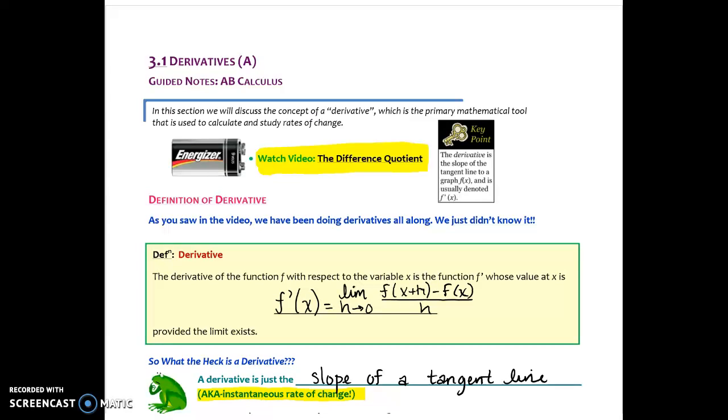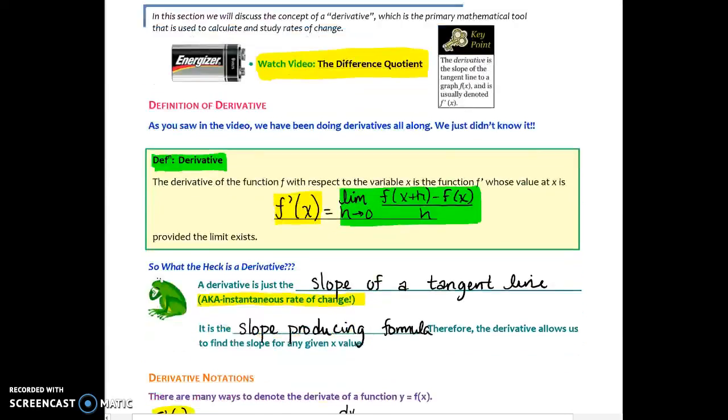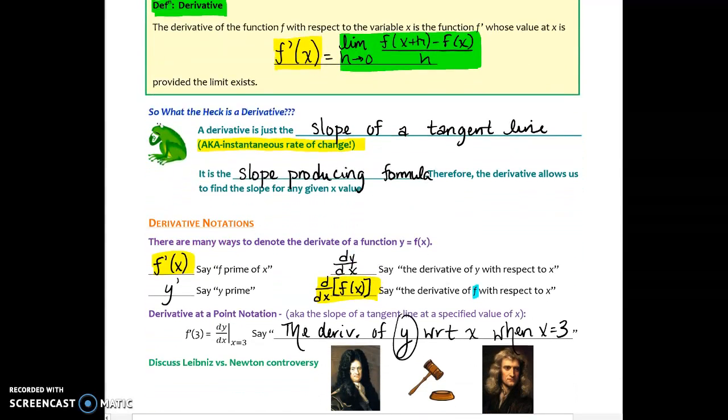Okay, so here in this yellow box you have the definition of the derivative. We've already seen this before. This is exactly what we were doing in the last lesson. So we know that this is how we find the instantaneous rate of change, aka the slope of the tangent line. That is called the derivative. Notice this notation right here. We're going to talk about that in just a second. Here are a couple reminders about what a derivative is: slope producing formula, instantaneous rate of change, slope of the tangent. We've heard all of that before.